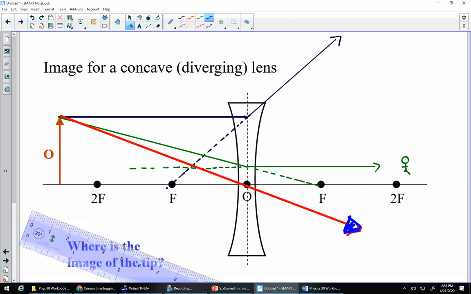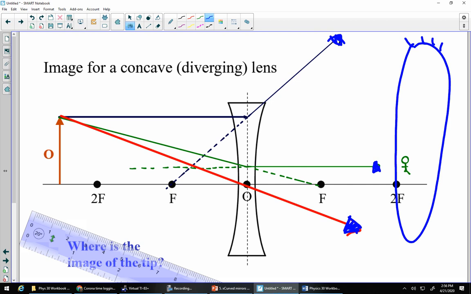So this ray, and this ray. Where would an observer, if I have the biggest eyeball you've ever seen, standing around right there, where would it look like all three of those rays come from? Well, the green one looks like it's coming from back here. The red one looks like it's coming from, and actually is coming from back there.